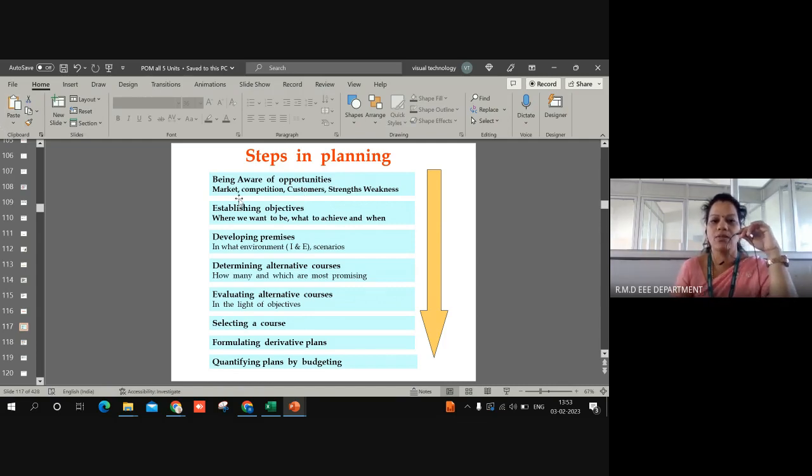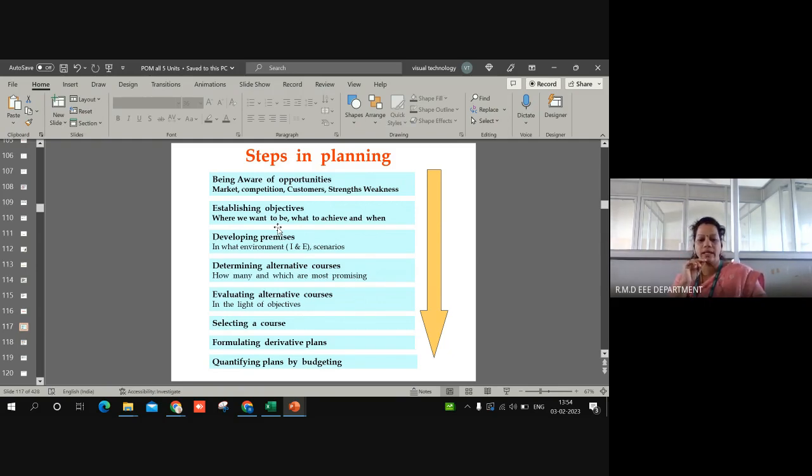So next one is the establishment of objectives, or the goals, which means where we want to be, what to achieve and when. So next in planning is to establish the objectives for the entire organization and then for each subordinate unit, because we all know that an organization does not consist of a single unit. It consists of a number of subunits which are under the control of subordinates. So the next step in planning is to establish the objectives for the entire organization and also for each subordinate unit.